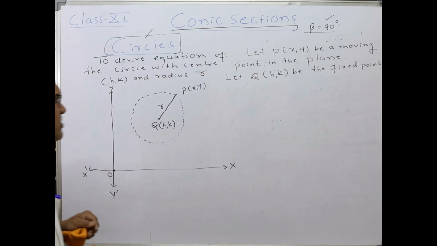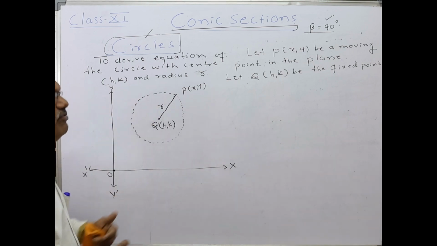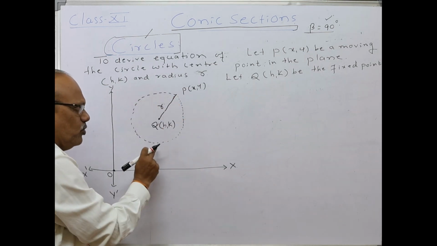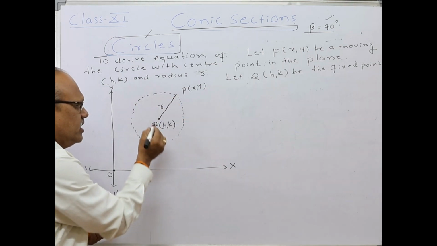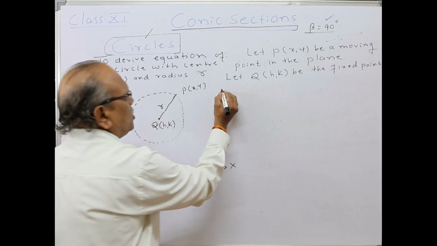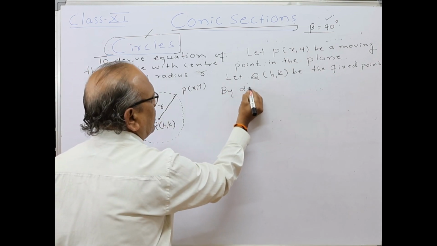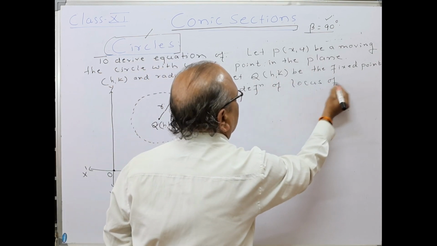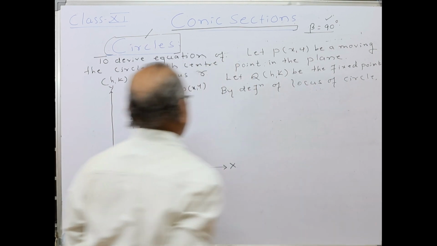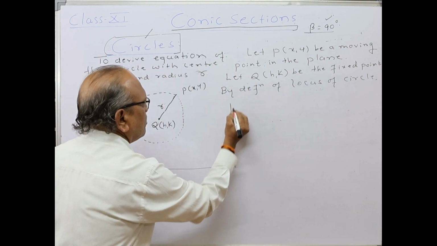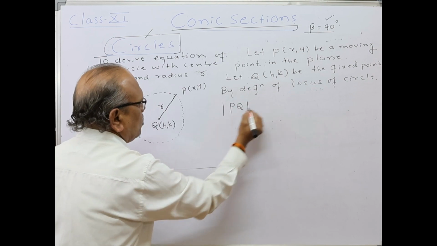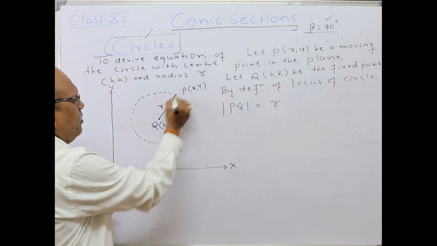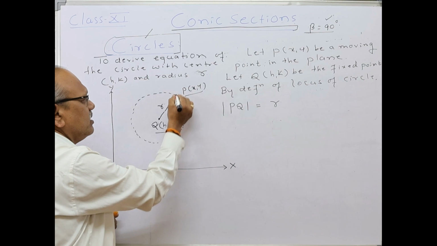Understood this one? Now you have to come to the definition. Recall the definition of the circle analytically. It is the locus of the moving point, meaning the path traced by the moving point, satisfying which geometrical condition? Its distance from Q is always r. By the definition of the locus of a circle, you can say that the length PQ, which is always positive, so let me take the modulus, is always equal to r.